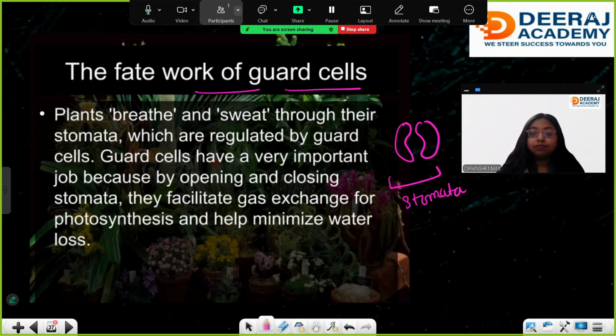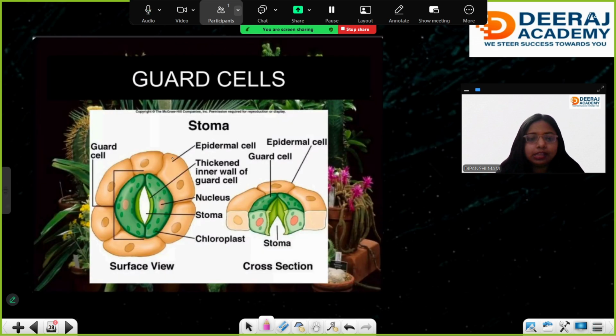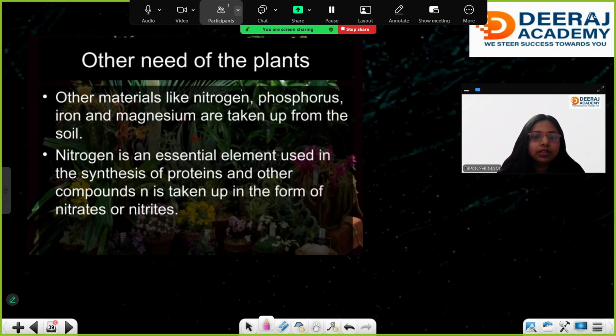It is very important for the gaseous exchange of carbon dioxide and oxygen, and even water evaporates in the form of gas. So plants breathe and sweat through their stomata, which are regulated by the guard cells, and they are very important for opening and closing of the stomata. This is how it looks, and the diagram always comes in the examination, so please note down the diagram. Other needs of the plants: nitrogen is very important. You need to provide extra nutrients to the plant, the macro or micronutrients.